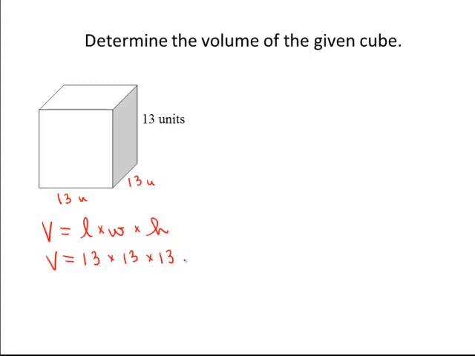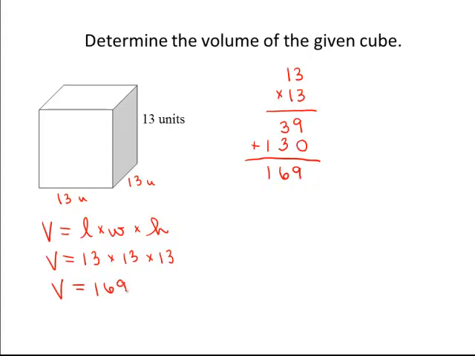We'll come to the side to do that multiplication. 13 times 13. 3 times 3 is 9. 3 times 1 is 3. Add a 0 as a placeholder. Then 3 times 1 is 3. 1 times 1 is 1. Adding the columns gives us 169. So volume equals 169 times 13.